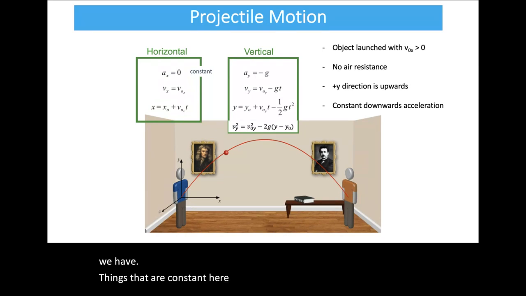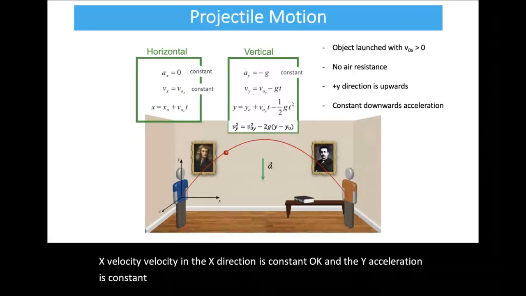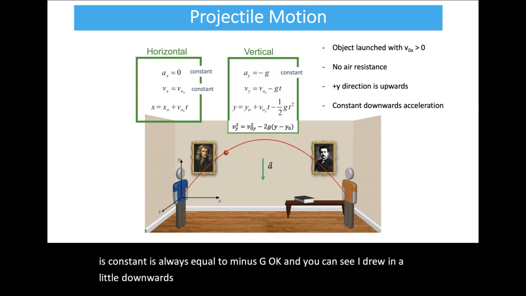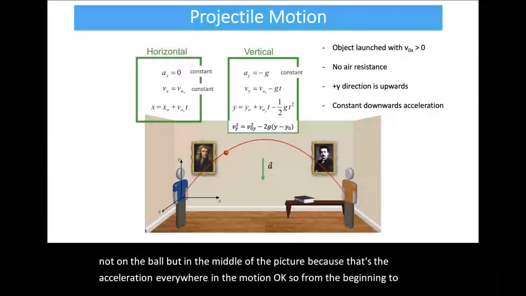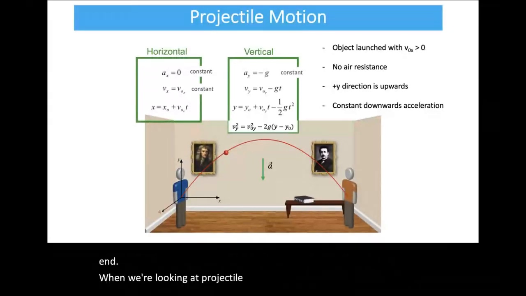So like I was saying, we have things that are constant here. The x acceleration is constant, always equal to 0. The x velocity, velocity in the x direction, is constant, okay? And the y acceleration is constant. It's always equal to minus g, okay? And you can see I drew in a little downward arrow there to indicate that, and I stuck it not on the ball, but in the middle of the picture, because that's the acceleration everywhere in the motion, okay?